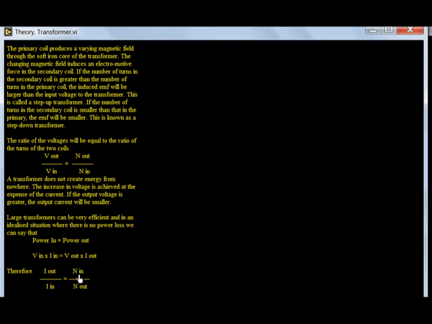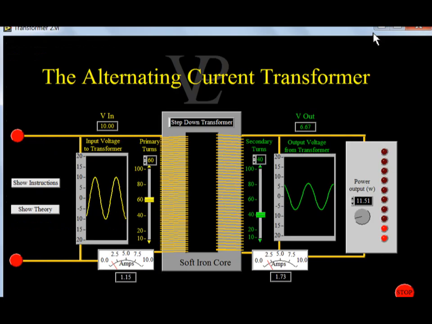Bear in mind, this time they've switched. Initially it was V out over V in is equal to N out over N in. Now it's I out over I in is equal to N in over N out. So please don't confuse these two formulas. If you want to know the derivation of how we came here from there, you can contact the Maths Online Tutor and I'll be more than willing to assist you.